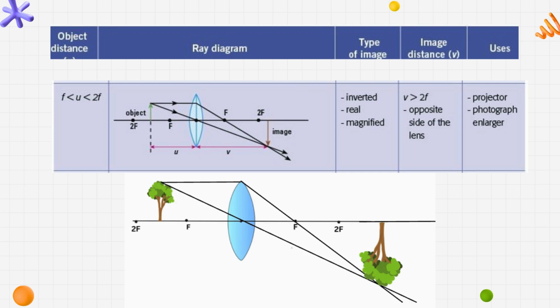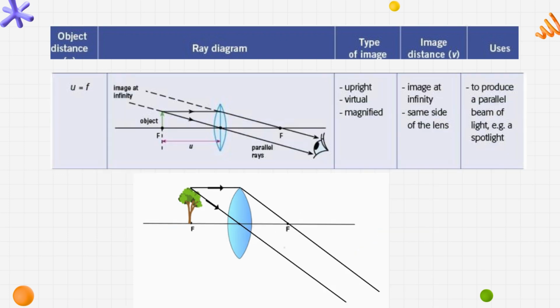When the object is placed between f and 2f, the image formed will be inverted, real, and magnified, and it is formed beyond 2f on the opposite side of the lens. This type of lens is used in projectors and photograph enlargers. When the object is placed at the principal focus, the image formed will be upright, virtual, and magnified, and it is formed at infinity. This arrangement is used to produce a parallel beam of light, for example, in a spotlight.